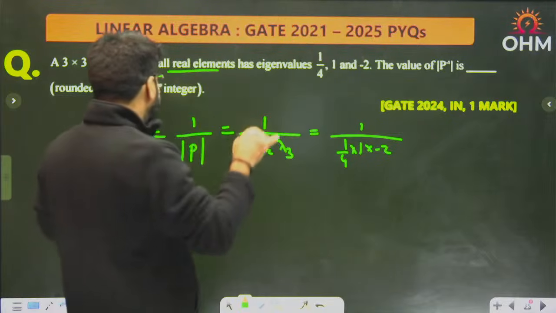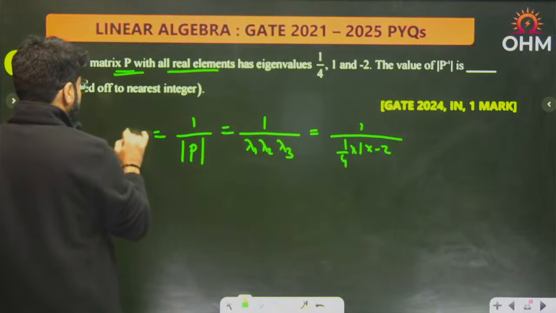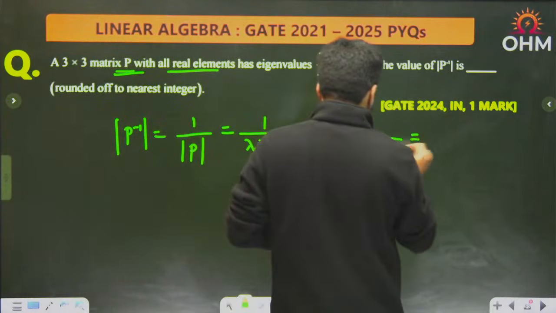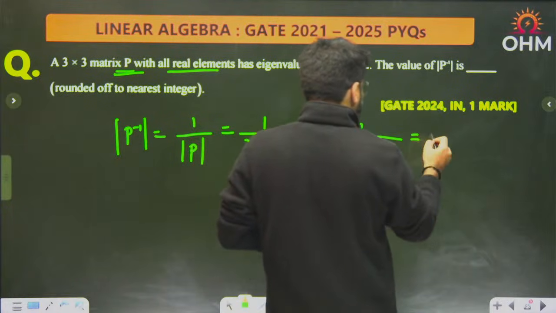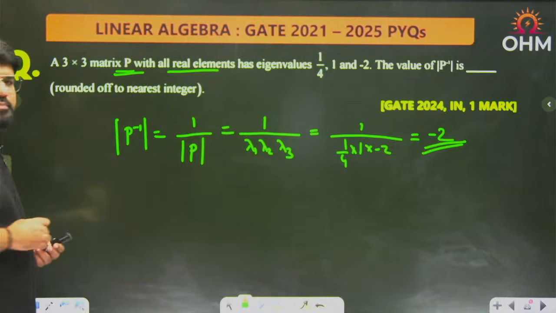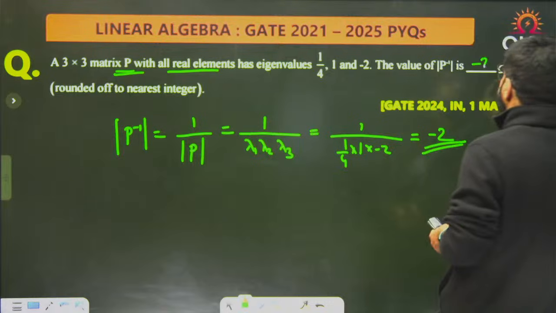Okay, they are asking modulus? No, determinant only. Determinant of P inverse only. Correct. So this becomes how much? Minus half, and going above, minus 2. The final answer is minus 2, the determinant of P inverse.